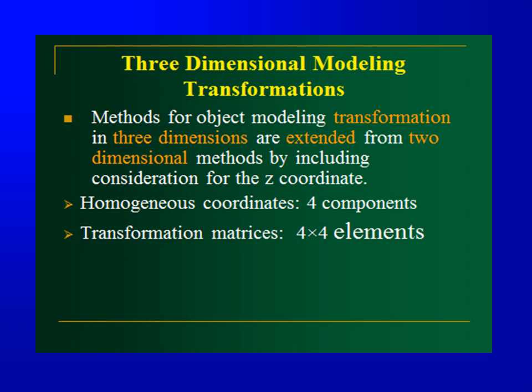So basically in 2D dimensional we are using x and y coordinate. So for 3D dimensional modeling transformation we are using an extra z coordinate. So basically in 3D dimensional modeling transformation we are performing transformation matrices of 4 by 4 elements, and for this we are using the fourth component as a homogeneous coordinate. Okay, so the value for the homogeneous coordinate is 1.